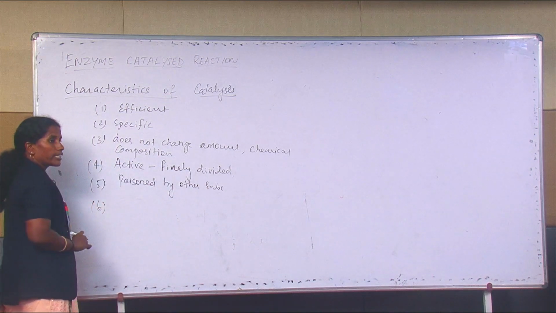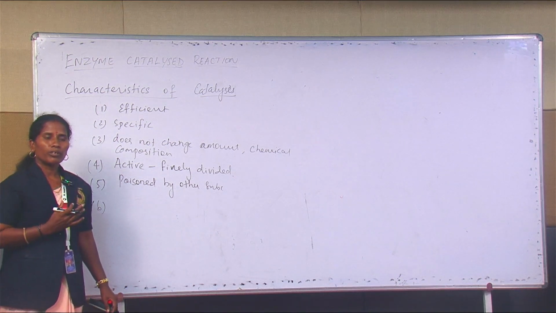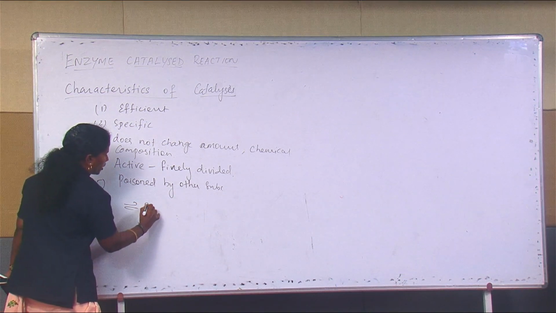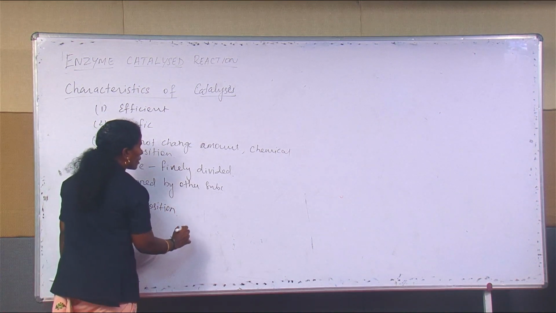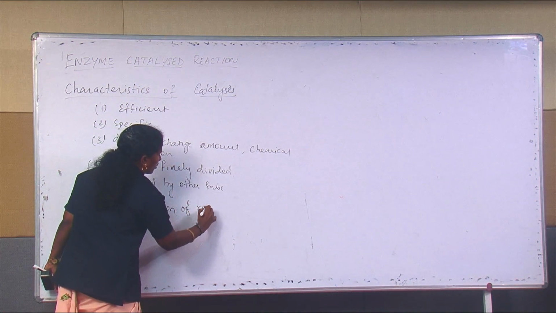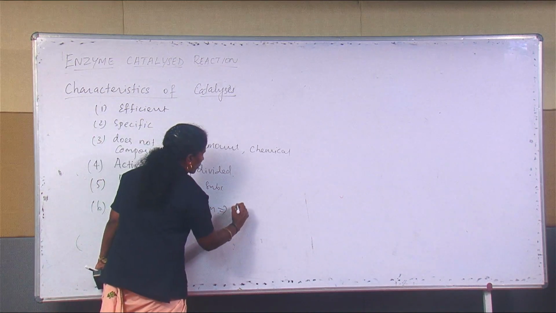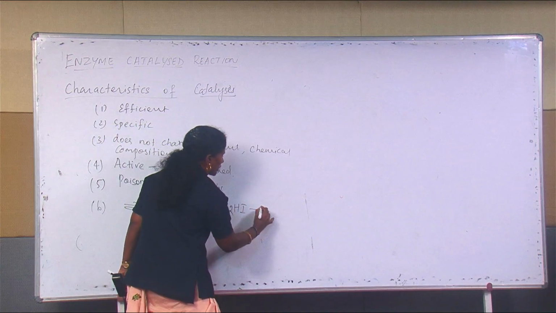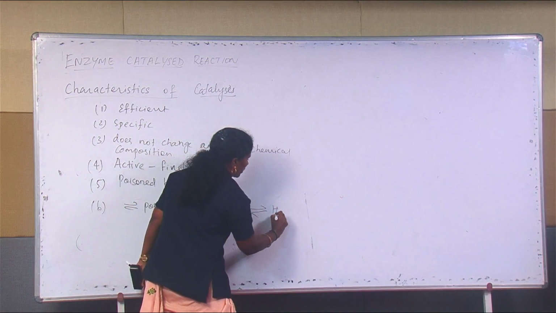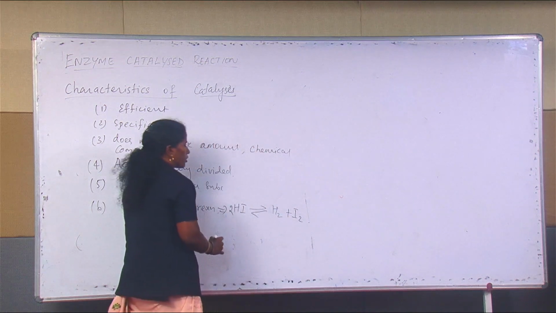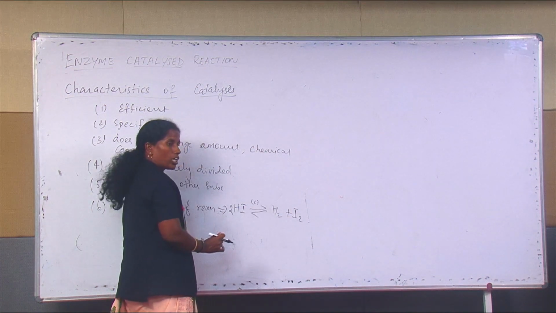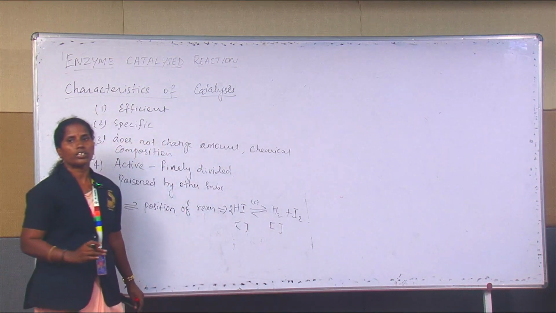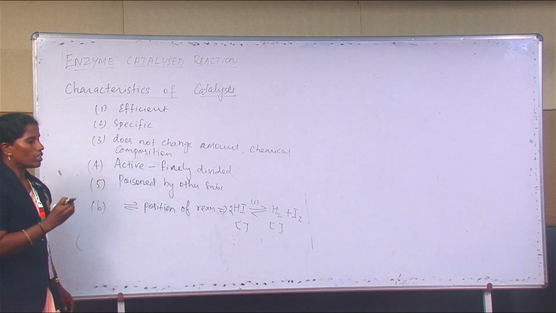Sixth point, the catalyst does not alter the equilibrium position of the reaction. It does not alter the equilibrium position of a reversible reaction. For example, the decomposition of hydrogen iodide is a reversible reaction, decomposing into hydrogen and iodine. When we use a catalyst, it does not alter the concentration of the reactant or the product, so it does not interfere with the position of the equilibrium.